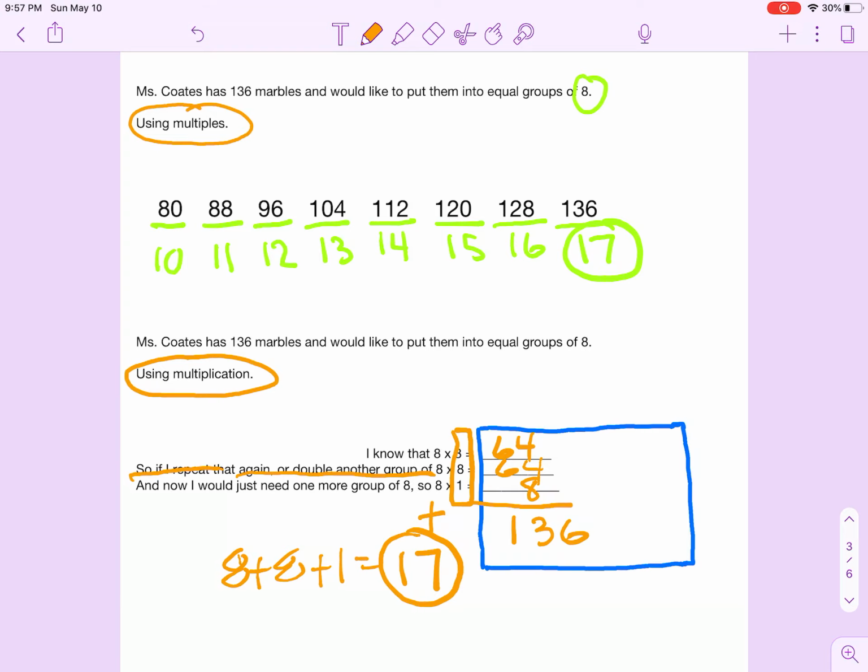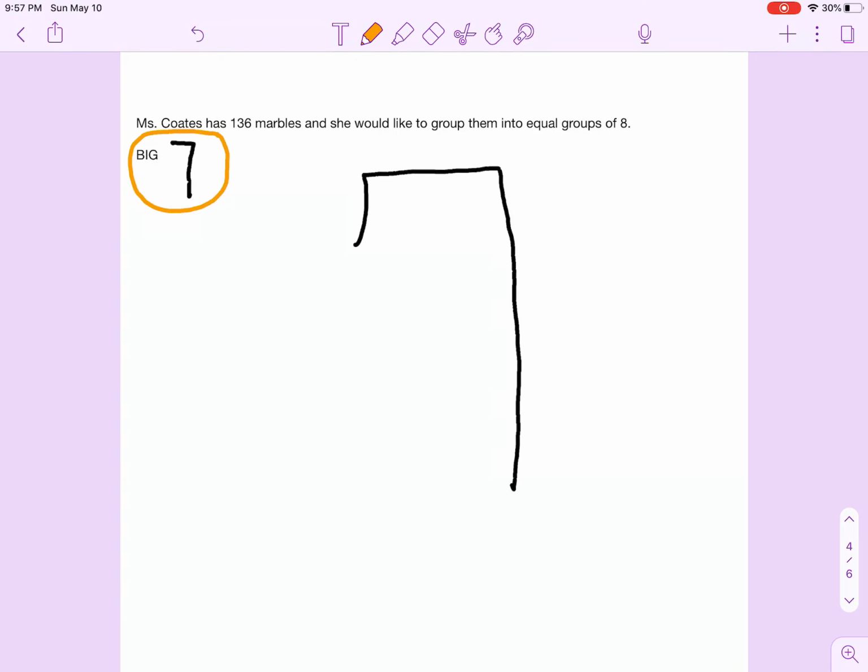And last but not least, this is a brand new strategy. So if you are really up for a challenge today, you might want to try what's called the Big 7. A friend of mine had this strategy and shared it with me, and I thought it was pretty cool, and I wanted to certainly share it with you and allow you to give it a try.